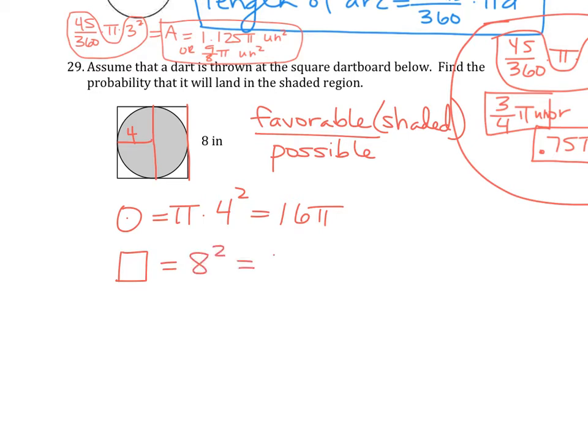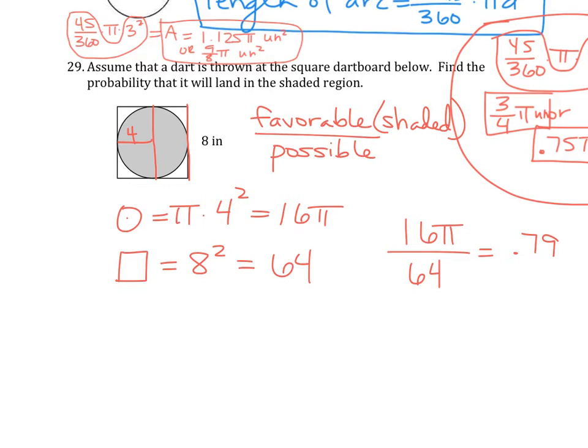8 times 8, so 64, okay? So if I want the probability of the shaded section, I would do shaded, 16 pi, divided by total possible, and then you would plug that in. So 16 times pi divided by 64, that comes out to 0.79. Oh, I got that right, and I even guessed. That was an educated guess.